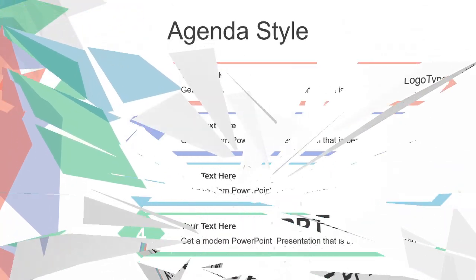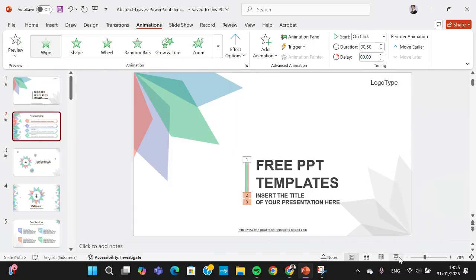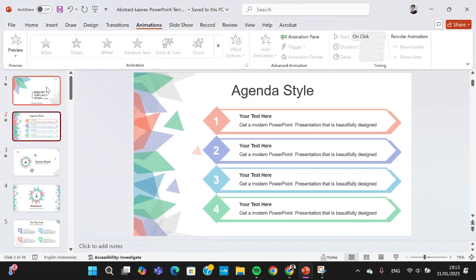Okay, like this. Okay guys, and that's all the way to add slide transition and animation in PowerPoint. I hope this tutorial will be useful for you.